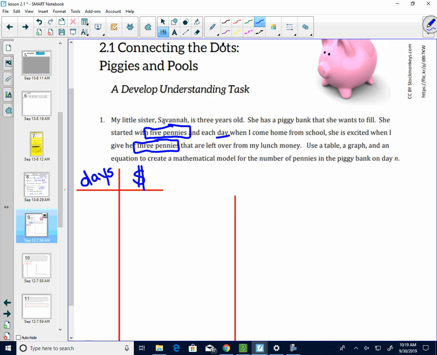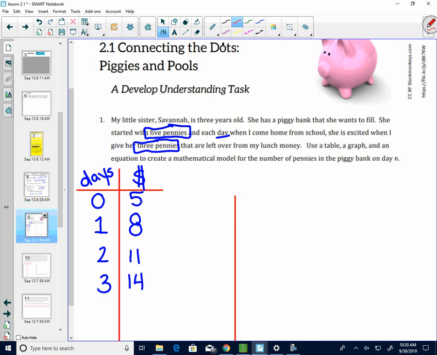So this is important. We've got to decide, is this 5 pennies the first day, or is that 0 days? Well, in this case, it would be 0 days. Because on the first day, her sister would give her pennies, and that would be 5 plus 3, which is 8. And on the second day, your sister's going to give her 3 more pennies, so 8 plus 3 is 11. And we can keep that pattern going.